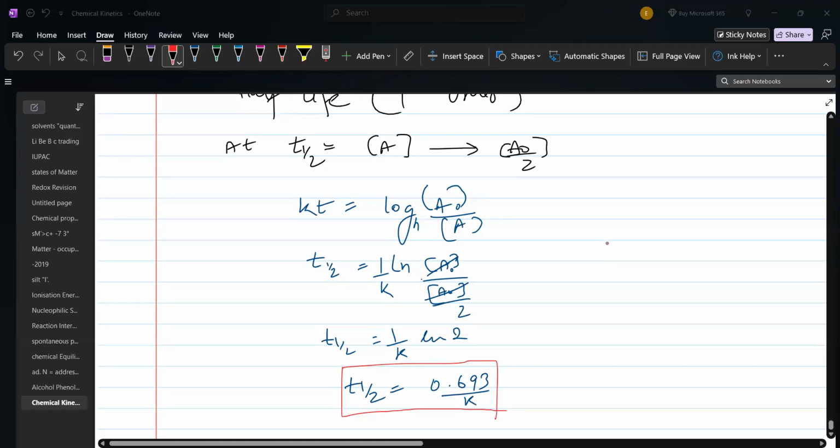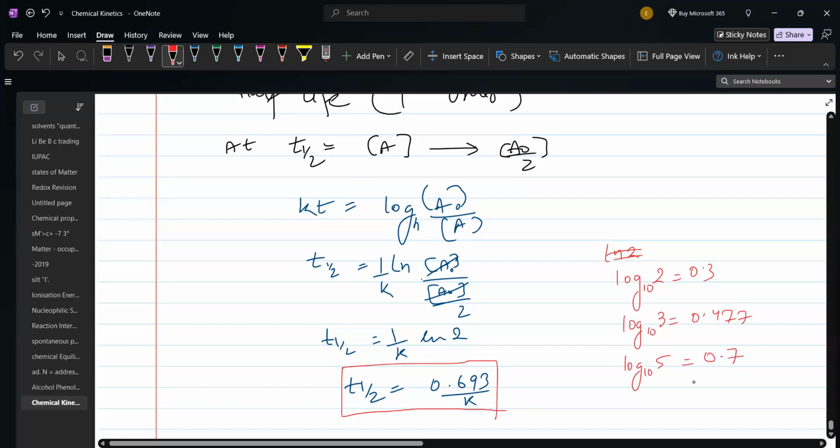Some values you have to remember: you don't have to remember ln2, but log of 2 to base 10 is 0.3. We are going to use this today only. Log of 3 to base 10 is 0.477 or 0.48. These things are most important. And log 5 you can derive. How log 5 and log 7 are derived, let me tell you. These two should be remembered.